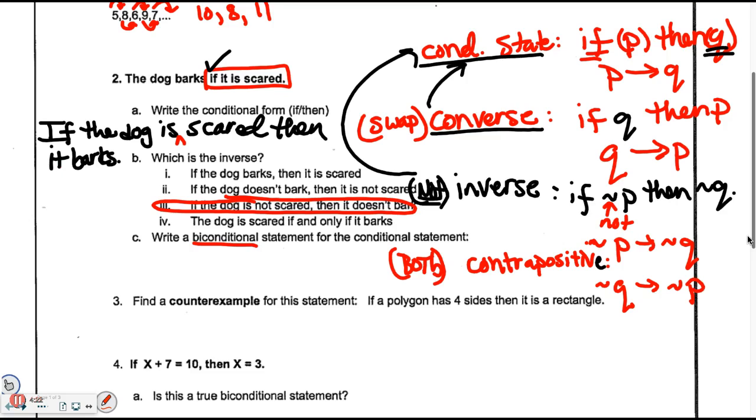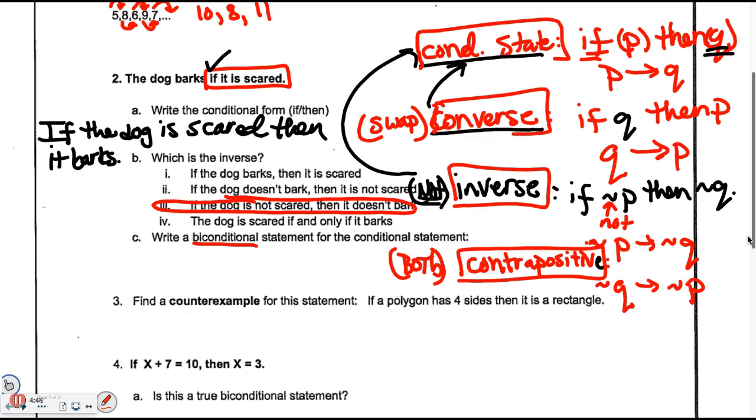So back over on the dog one here, if the dog is scared, then it barks. The contrapositive would have the barking first, but not barking. So it'd be if the dog doesn't bark, then it is not scared. We swap them and knot them. Next, and again, I would box these in on a note card, and as we go, we'll make a note card while we do examples.